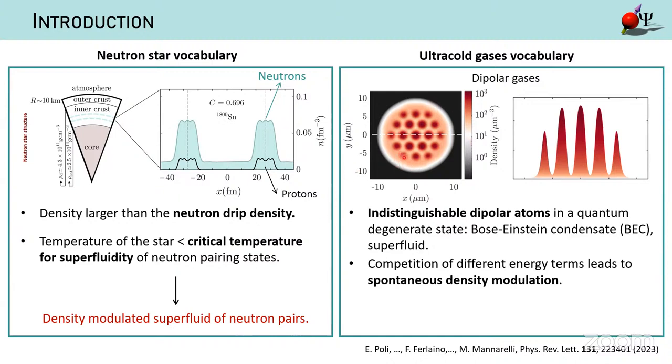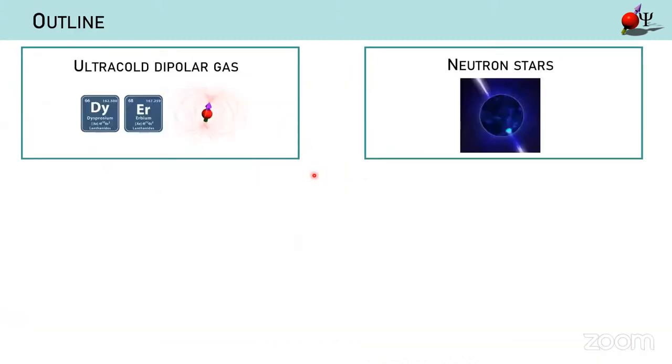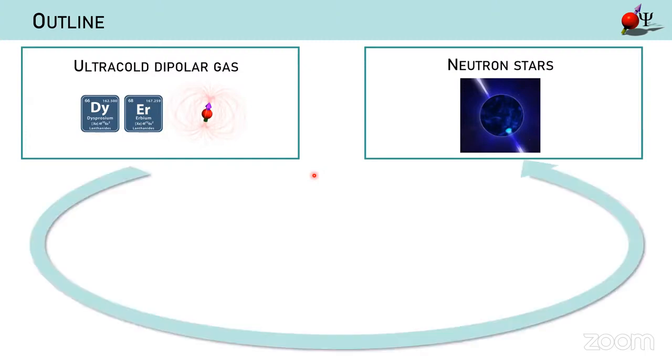So that you can see, for example, if you take the density cut of this state that I put here, you can clearly see the presence of these periodic peaks that are connected by a superfluid connection. And this state, in the ultra-cold gas vocabulary, is called the supersolid phase, which is structurally very similar to the one that we have inside neutron stars. So basically we have two very different systems and a structural analogy between them.